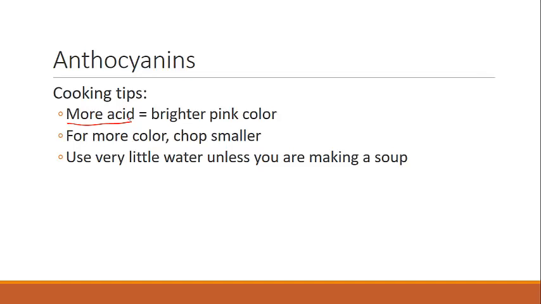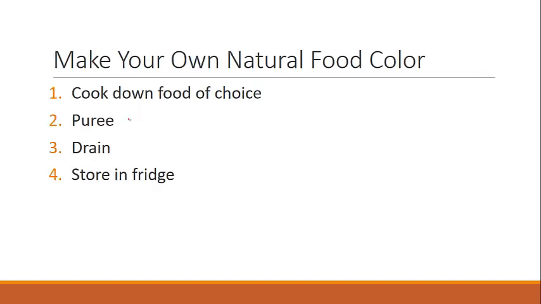So all of these colors are quite beautiful, and we can actually make our own natural food color at home if you want to use that instead of artificial food colors like you buy in the store. If you want to make, say, frosting or cookies, you can make your own food color. So what you do is you take your food of choice, and we'll talk about appropriate choices in a little bit, and you just cook it down in a little bit of water, and you puree that. Then you drain it, and you can store it in the fridge for a couple weeks.